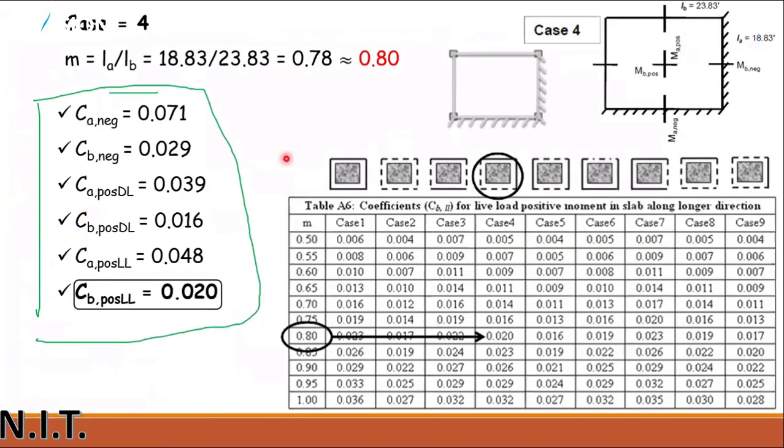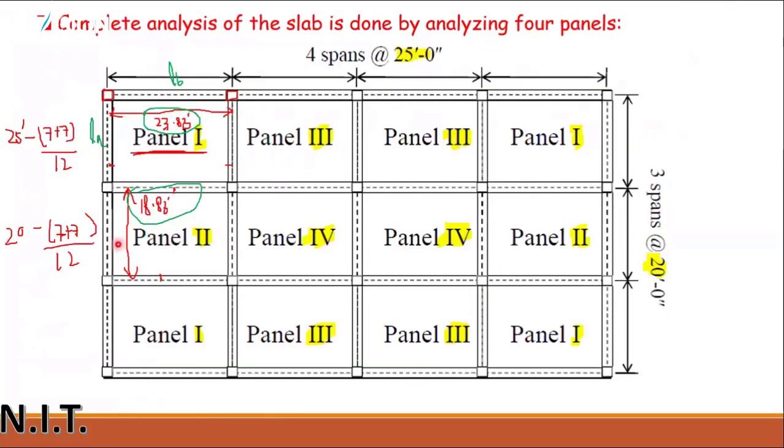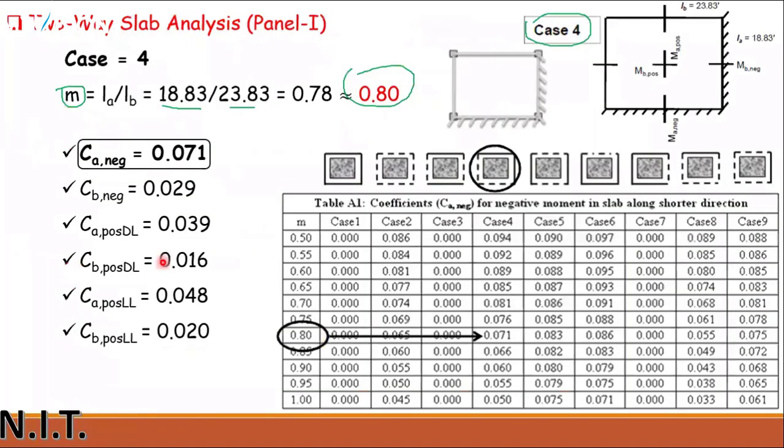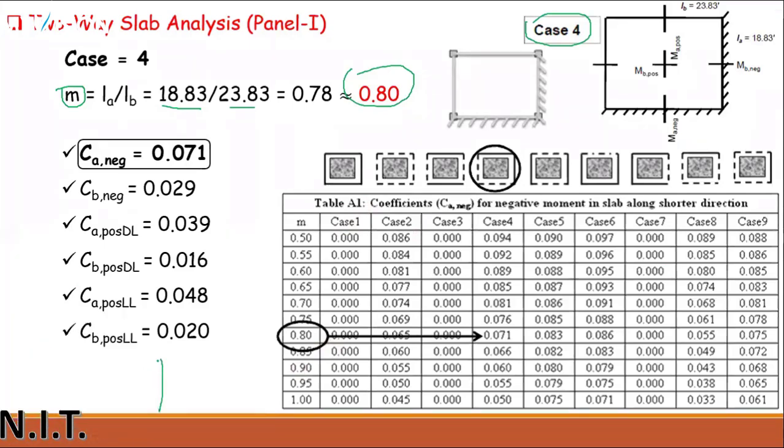Now can you please tell me, this is panel 2. Panel 2 is matching with which case? Mr. Dragon, you should tell me. This is the shape of panel 2. Number 8. Case 8. No.